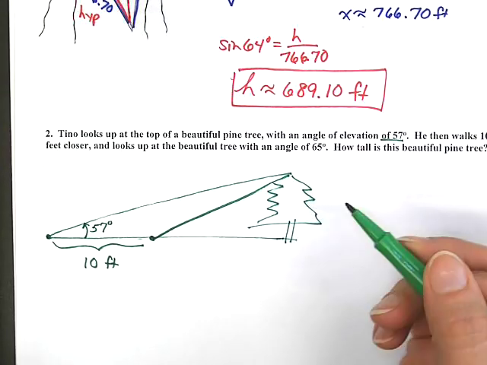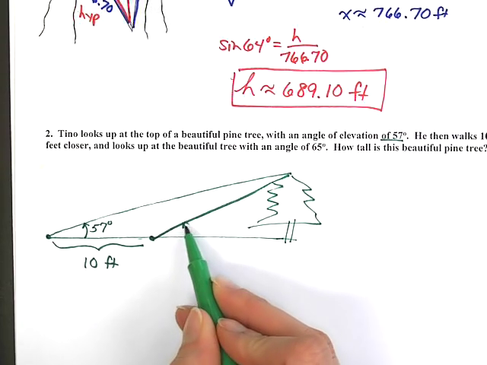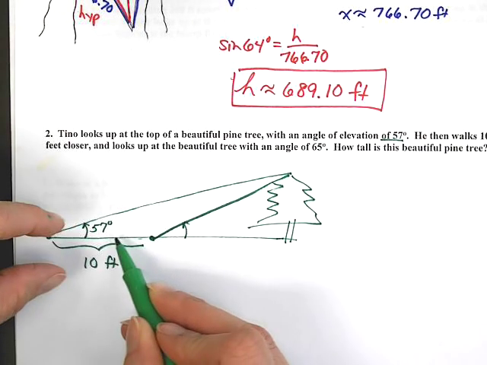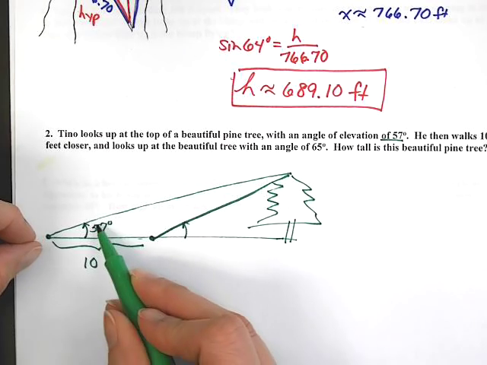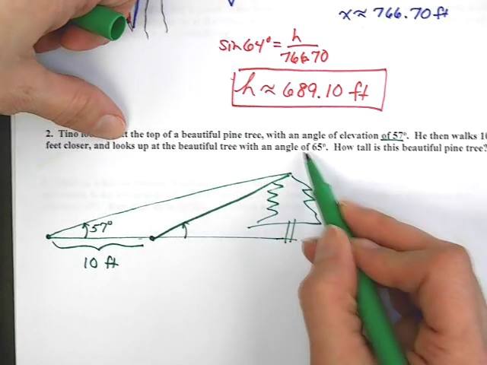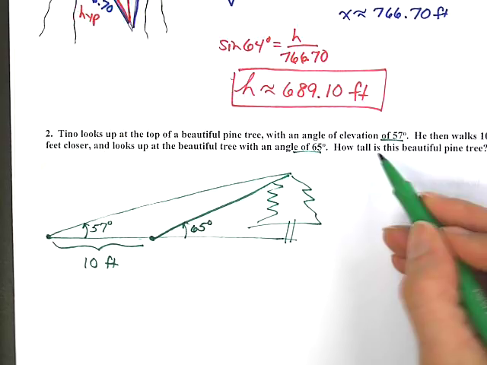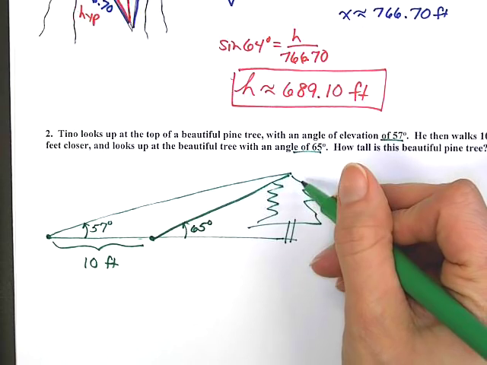Remember when you go to the show and you sit closer, like in row 1, you gotta really crank your head up. But the farther back you sit, the angle that you have to tilt your head should not be as much. So this angle should always be bigger. This angle is 65 degrees, and that makes sense. Okay, how tall is the beautiful pine tree?